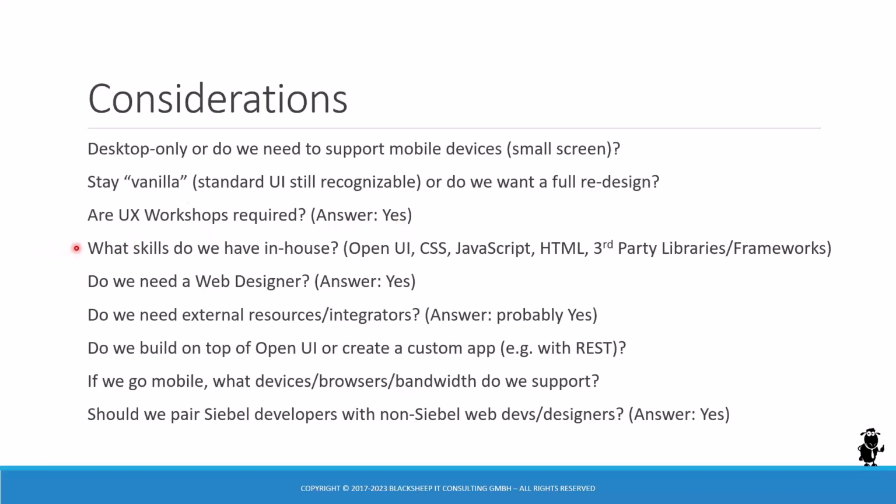Then it's implementation time. So what skills do you have already in-house? You might have some Siebel developers who are proficient in OpenUI, CSS, JavaScript, HTML, or you might not. You might have to either skill up or purchase these resources. Also, what skills do they have in terms of third-party libraries or frameworks? Is React the favorite tool, or is Vue the favorite framework? You would just go with whatever, let's say, developer-driven development, because if the developer knows React, they will use it.